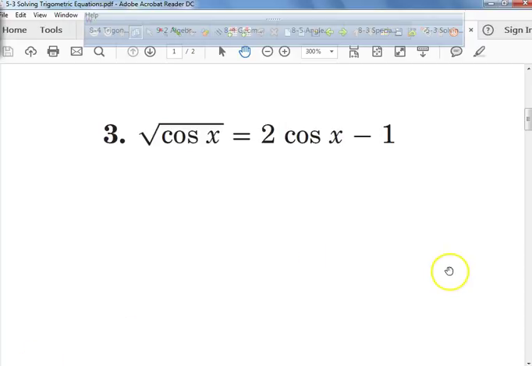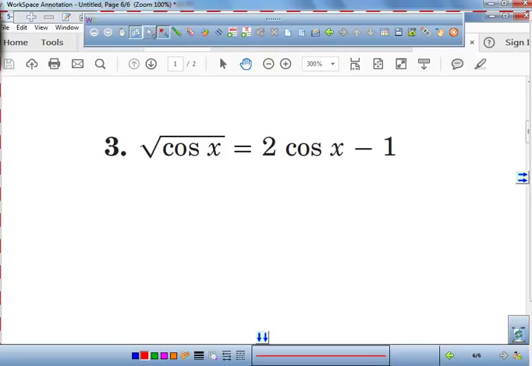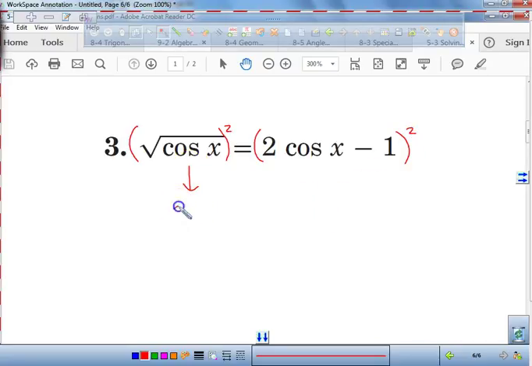Right now, the biggest thing that I see that we need to take care of is this pesky radical. So what do we need to do to get rid of that radical? Multiply both sides by 2? Or square both sides. Yeah, square both sides. I want you to take this side right here and square it, and square this side. When you square it, you have left a cosine of x.